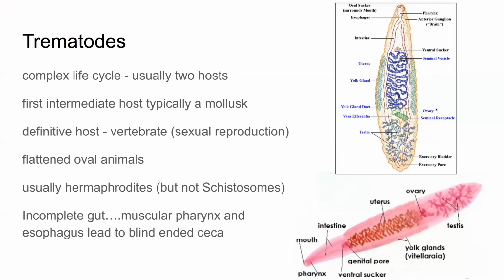They're hermaphrodites, so both the ovary and the testes are in the same organism. Then we have a uterus here where the eggs will be fertilized. So these organisms are hermaphrodites, with both male and female reproductive structures in the same organism.